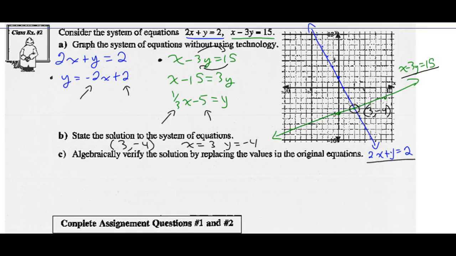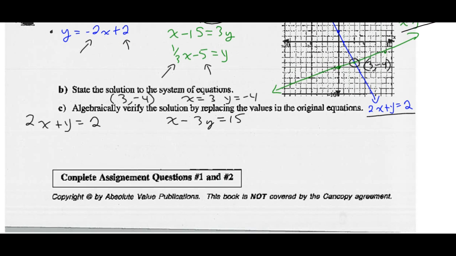Now it says algebraically verify the solution by replacing the values in the original equations. So I've got 2x plus y equals 2. I want to check that one. I also want to check x minus 3y equals 15. Make sure they work in both equations. So all I do is substitute these values, x is 3, y is negative 4, into the equation. 2 times 3 plus y, which is negative 4, should equal 2. 6 minus 4 equals 2. Yes, it does.